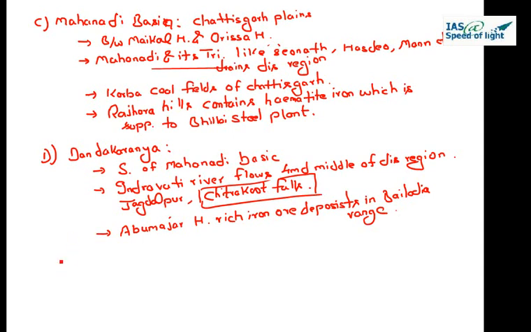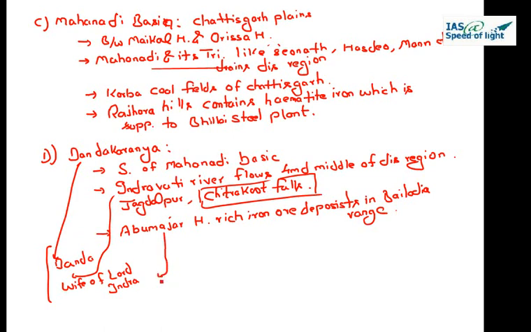Now in brackets, you can write some mnemonics if you want. Dandakanya becomes Danda. Indravati becomes Indra, and Vati is the wife of Indra. So the wife of Lord Indra flows as a river. Okay, Chitrakoot Falls, and Abu Majar Hills. Abu becomes Abu Salem, which is rich in iron ores. So that is how you can make a bracket and write your mnemonics here.